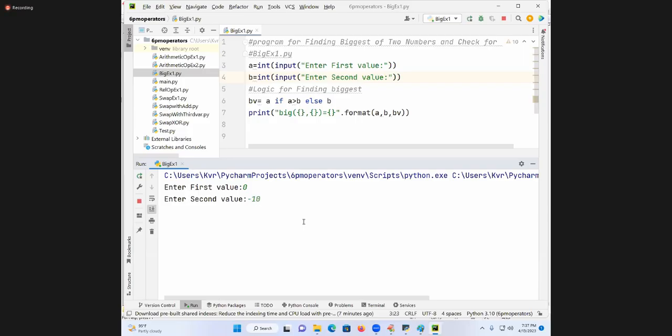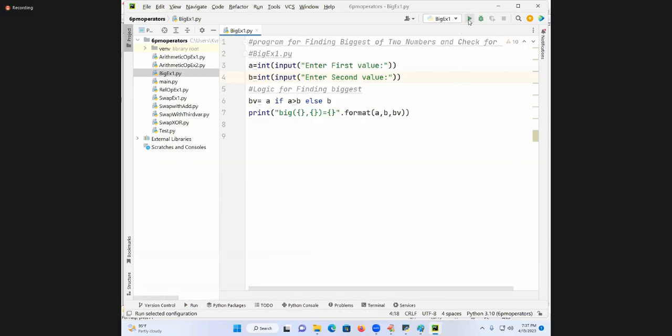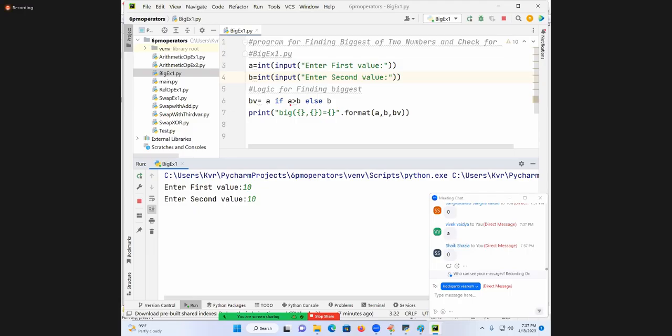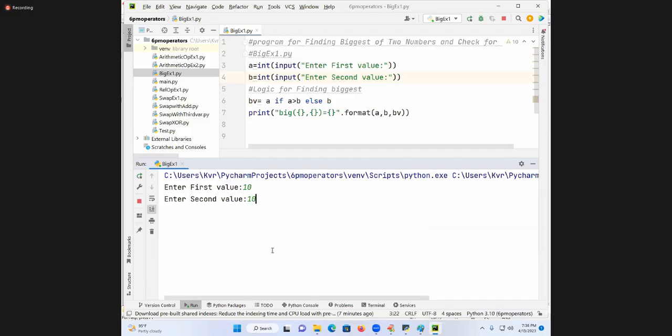What is this now? 0 and minus 10. Come on. Okay, good. Next, 10 and 10. This is also called checking the equality. This is the most important. Is 10 greater than 10? False means where will it go? To the else part. What is the B value? 10 is assigned to what? So what is the answer? 10. Is it correct or wrong?